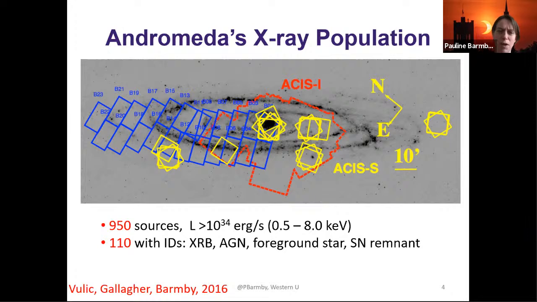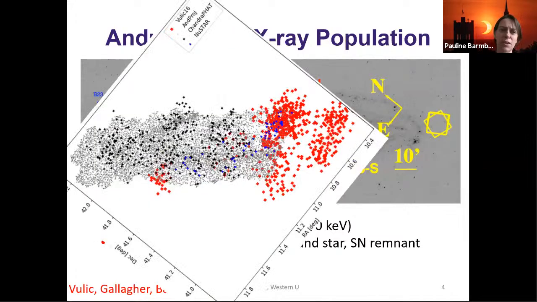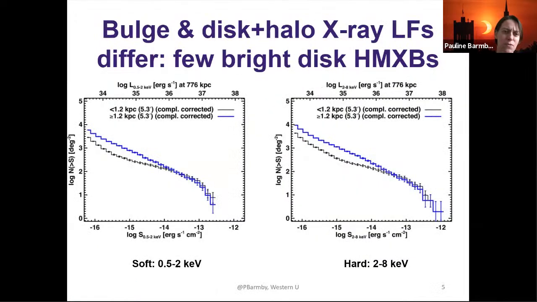And the idea with this project was to see whether we could use the X-ray data alone to try to categorize the sources. This overlay here shows you where the Chandra observations of M31 were. That's the black squares here. And then the red dots are the sources that we're dealing with in our particular project.